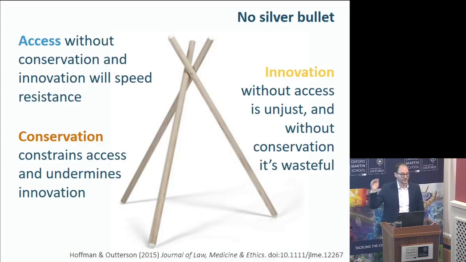So more specifically, we can't address access without conservation and innovation because it would actually speed up resistance, right? So imagine we lived in a world where we provided access to everybody on every street corner to these medicines. It would actually speed up resistance because it would increase inappropriate use. In terms of conservation, it constrains access by definition. And then it would undermine innovation because it creates a smaller market for the sale of these products. And third, innovation without access would be unjust, and innovation without conservation is wasteful. So imagine we spent billions of dollars coming up with a new antibiotic, and then within a couple of years, it's no longer working because we've abused it.